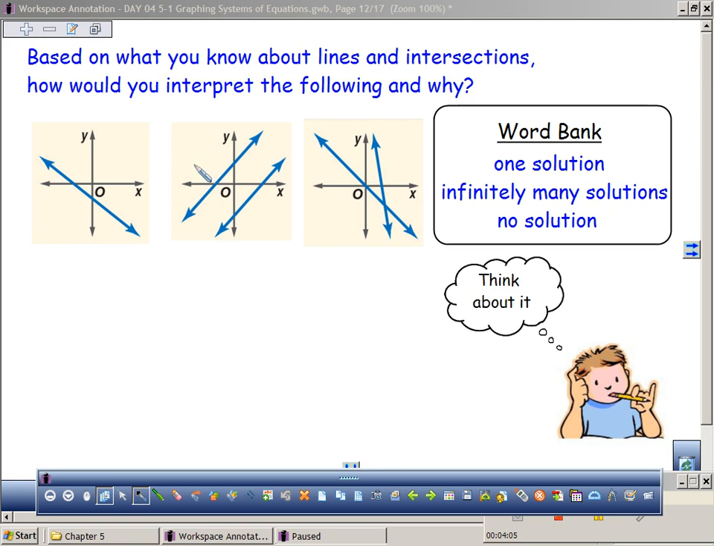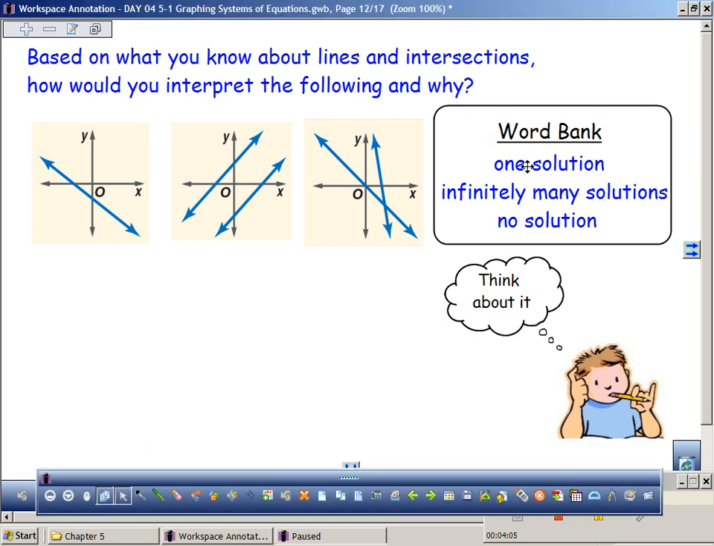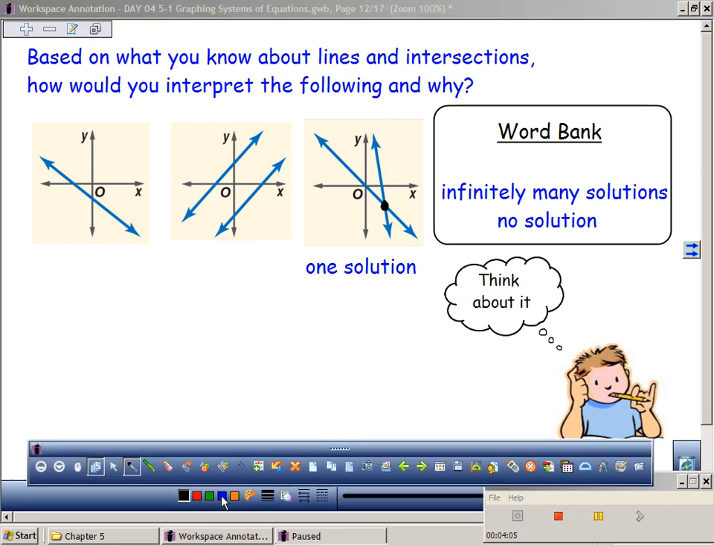Okay, so let's talk about, based on what you know about lines and intersections, how would you interpret the following and why? So who can tell me which one of these graphs has one solution? Why, Anthony? Good, because it only crosses or intersects once. It intersects right here. It has one solution. Next, raising your hand. Yes, Danielle.